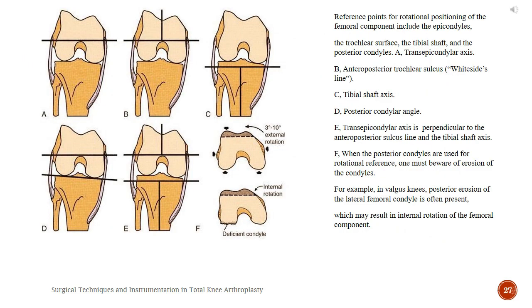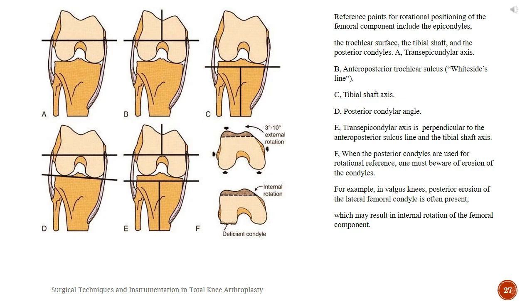Rotational alignment of the femur. Reference points for rotational positioning of the femoral component include the epicondyles, the trochlear surface, the tibial shaft, and the posterior condyles. A, transepicondylar axis. B, anteroposterior trochlear sulcus, white sides line. C, tibial shaft axis. D, posterior condylar angle. E, transepicondylar axis is perpendicular to the anteroposterior sulcus line and the tibial shaft axis.